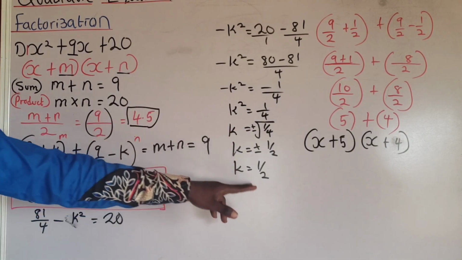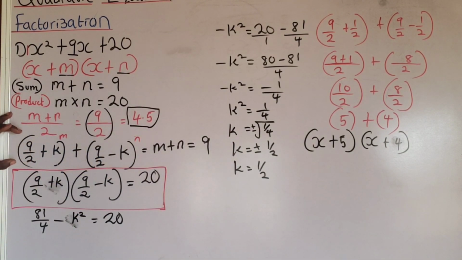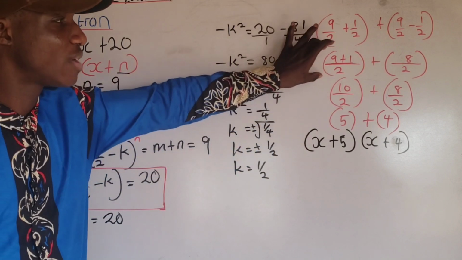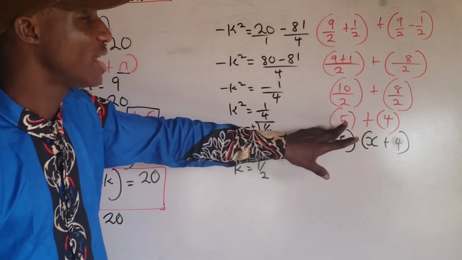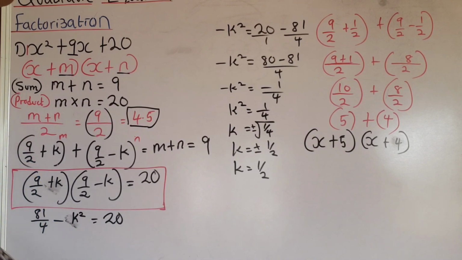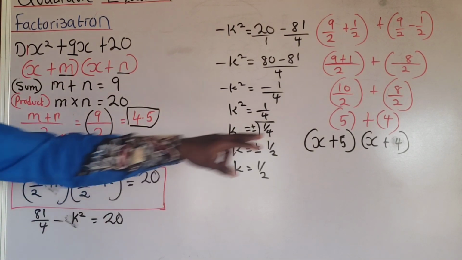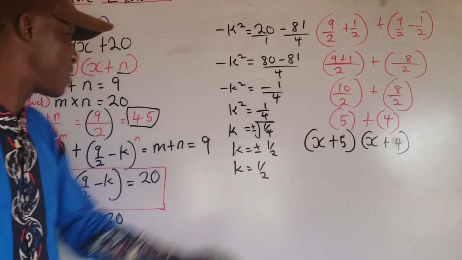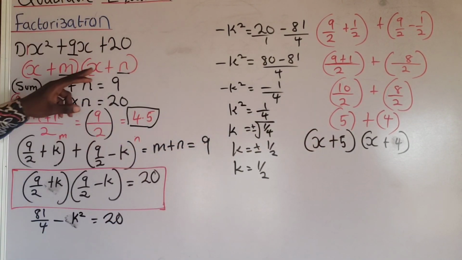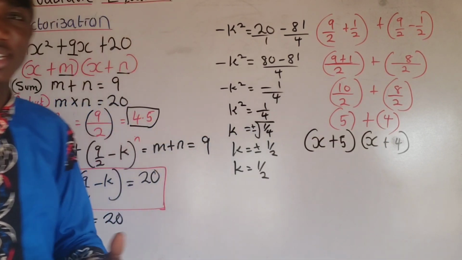Now, having gotten the constant, then you go back to the sum. The sum is what? 9 over 2 plus k and 9 over 2 minus k. So you are going to substitute the value of k into that sum. Having gotten the value, that value represents the value of m and n. Are you paying attention? So you are going to replace the value of m as the first answer and the value of n as the second answer. You can see that it's simple.